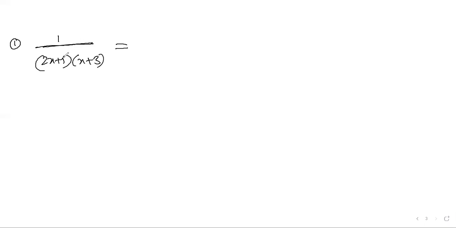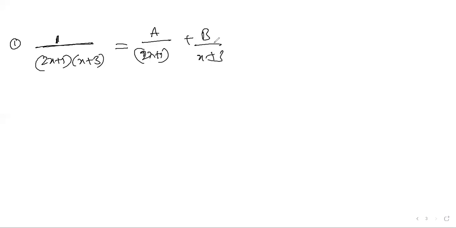How to open it? What is the order: type 1 or type 2? It is type 1 because the denominator degree is more than the numerator. After type 1, you have to open it like this. What is the degree of this equation? x into x, x square. The denominator degree is 2, so you'll get two parts: A by 2x plus 1, B by x plus 3. Like this you write down.